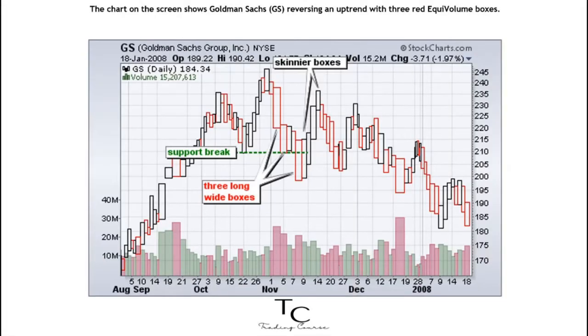The chart on the screen shows Goldman Sachs, GS, reversing an uptrend with 3 red EquiVolume boxes. The stock surged in late October, but moved sharply lower with a long red wide EquiVolume box in early November. 2 more long red wide EquiVolume boxes followed as the stock broke support at 210. Together, these 3 EquiVolume boxes showed selling pressure intensifying.